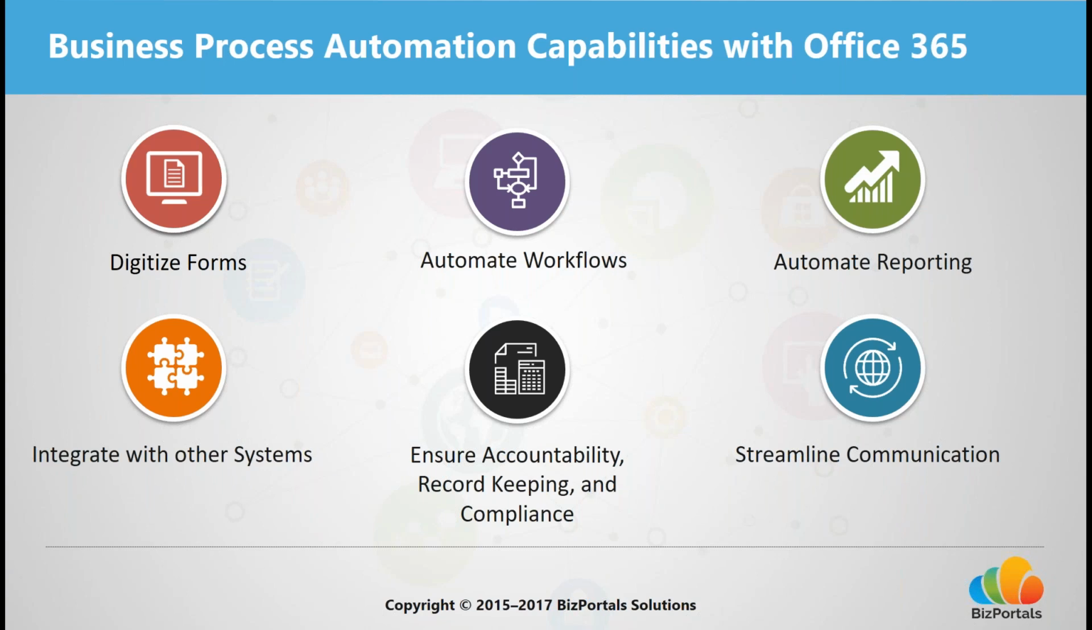Then, importantly, business process automation on Office 365 streamlines communication. On Office 365, you can track the progress of the workflows in a dashboard view to keep everyone informed and avoid miscommunication. Also, you can integrate notifications, alerts, reminders, and instant messaging with your workflows so you can communicate with people and teams in the same place where you are initiating and tracking your workflows.